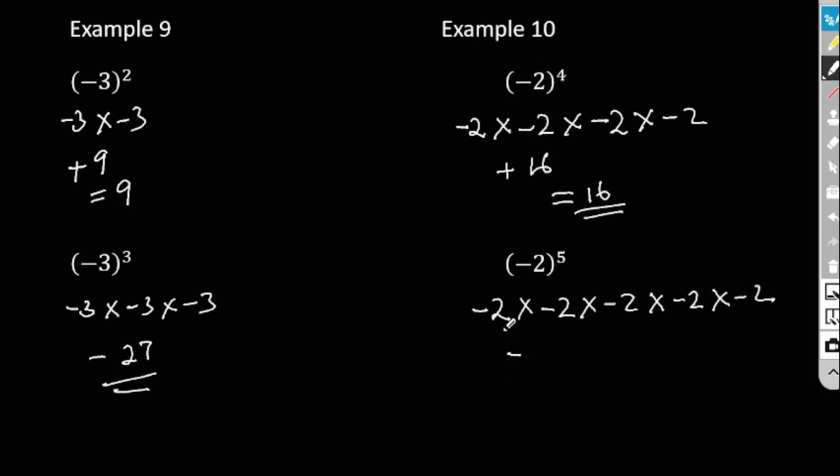Then we multiply the constants. 2 times 2 is 4. 4 times 2 is 8. 8 times 2 is 16. 16 times 2 is going to be 32.